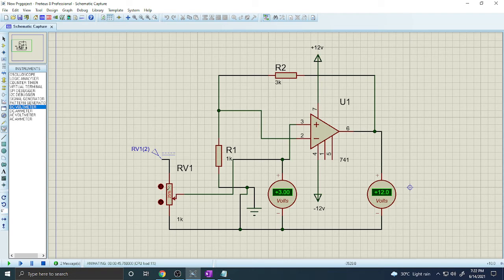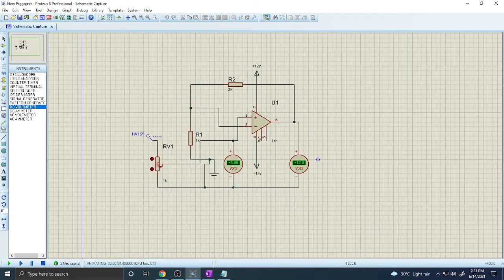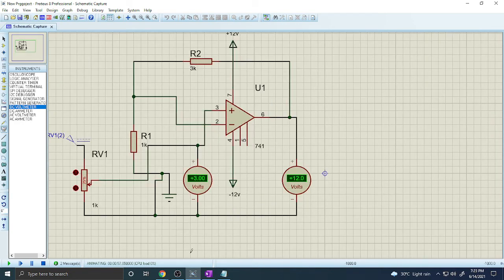Okay, and then if we increase the input voltage, say 4, 5, then the output always remains constant, that is plus 12 volt, and this is the same for the negative voltage also. Okay, so this is the diagrammatical representation and the simulation representation, and also the circuit diagram representation of the non-inverting amplifier in a Proteus environment.